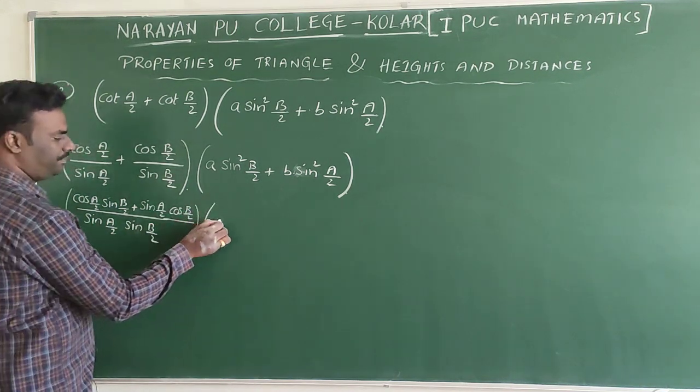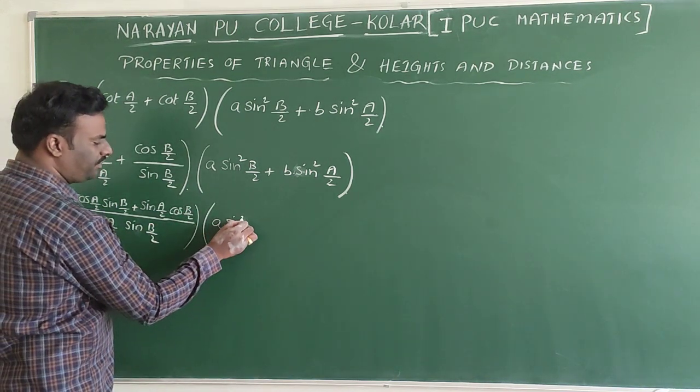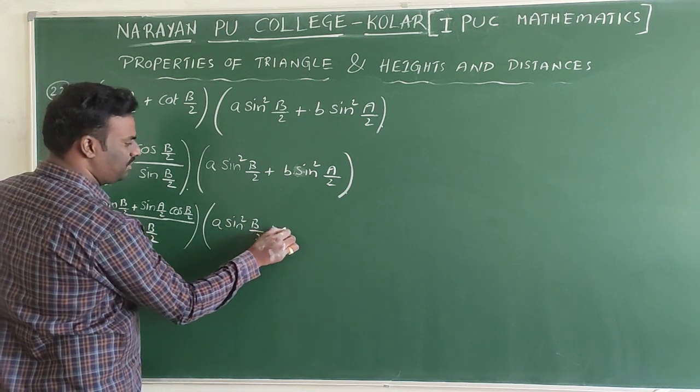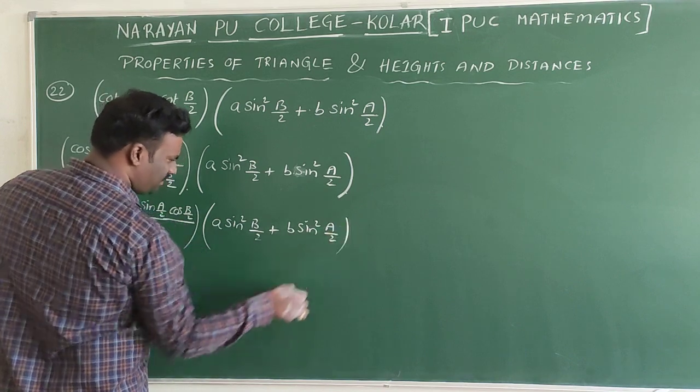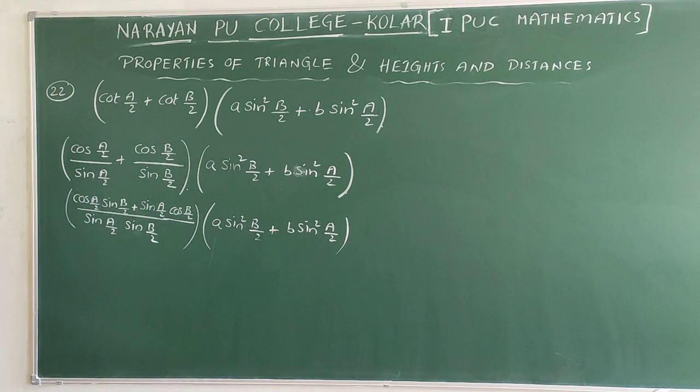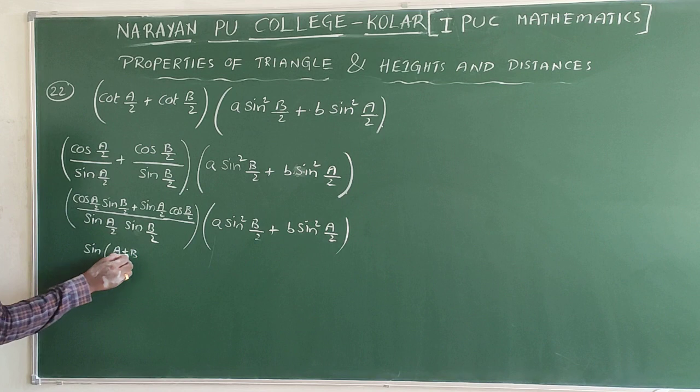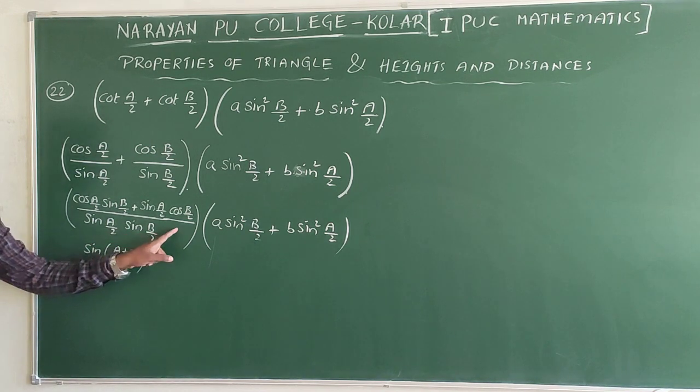This is same, A sin square B by 2, B sin square A by 2. Now you observe this numerator, sin A cos B plus cos A sin B, that is sin of A plus B, divided by sin of A plus B by 2. These both are in product.